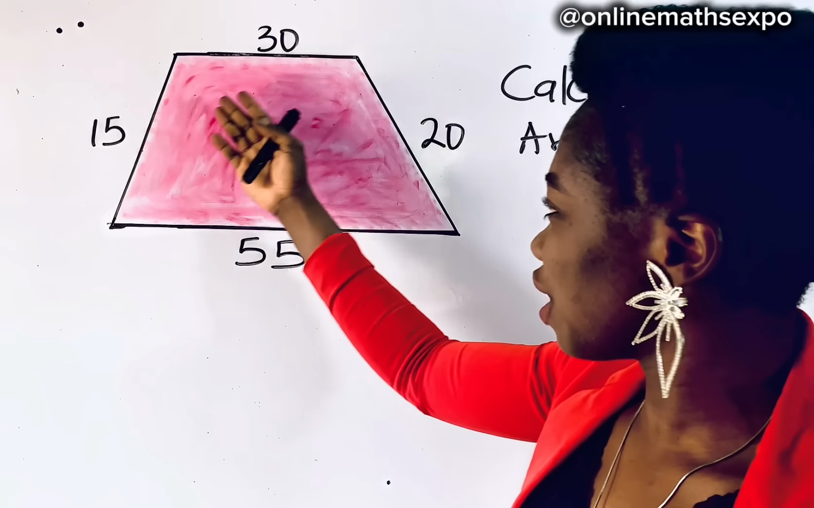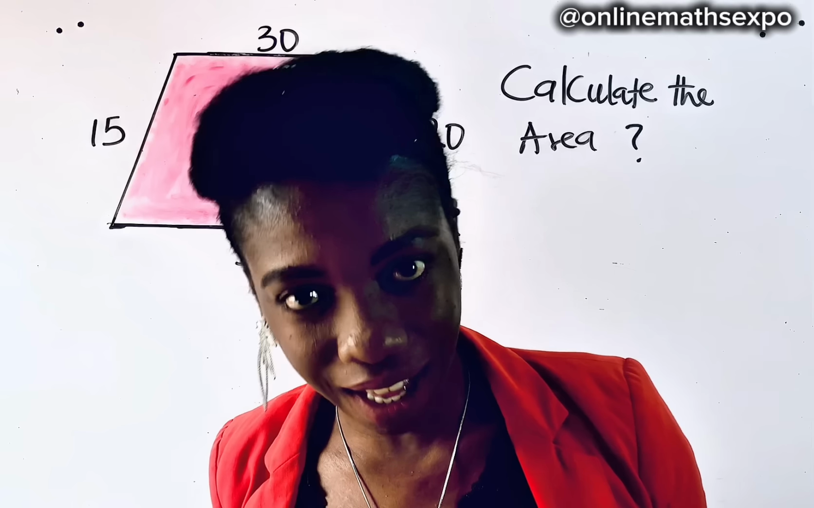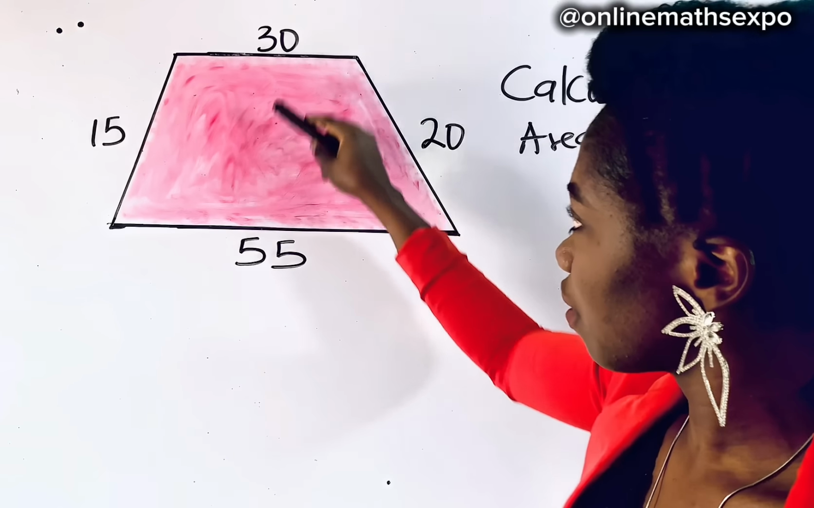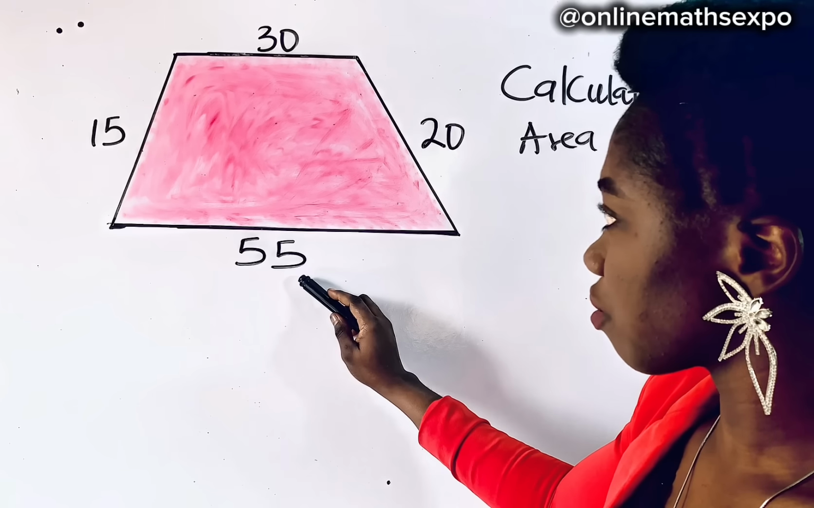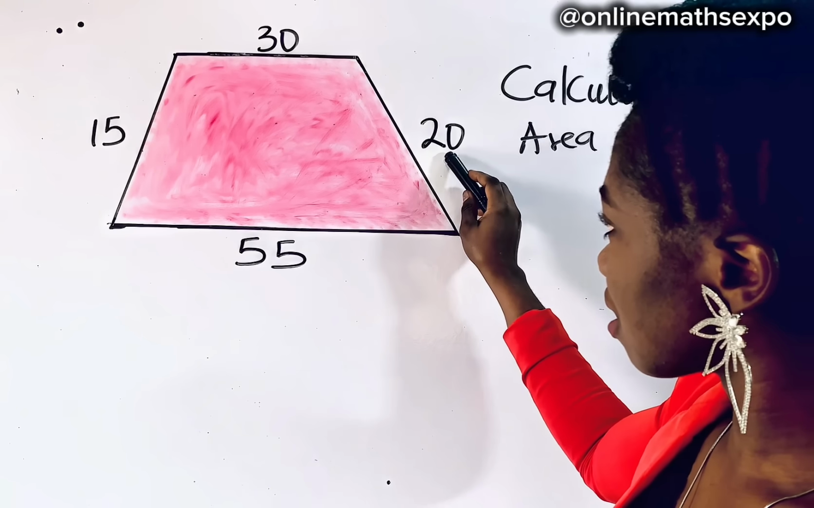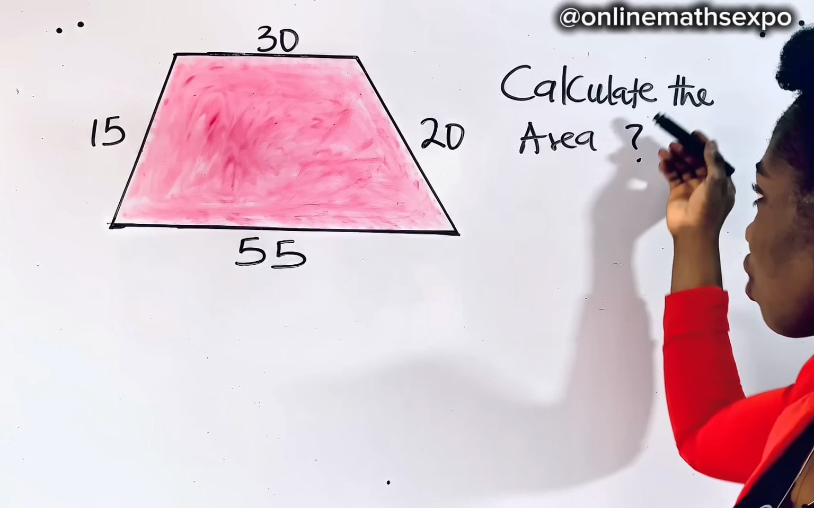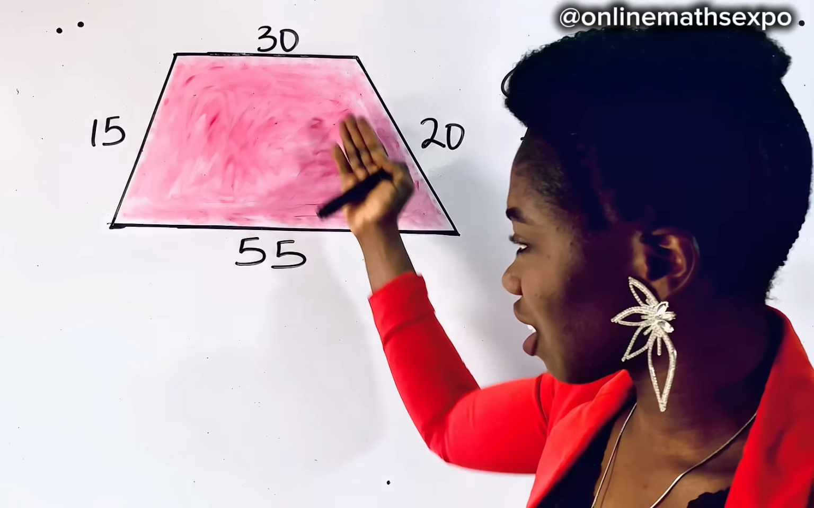We are given a trapezium. You can call it trapezoid or trapezium, they are the same. You notice that these two sides are parallel, and this is measured 30 units. This is measured 55. Now, these two slant sides, this one is 20 units and this is 15. And we are asked to calculate the area of this shape. Remember, the area is the shaded part.